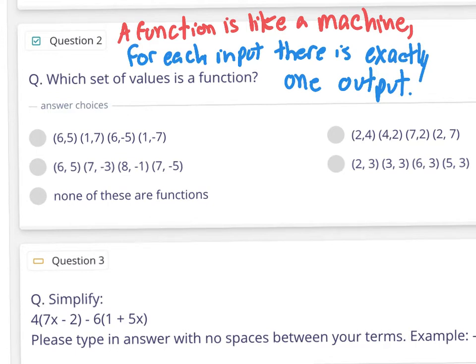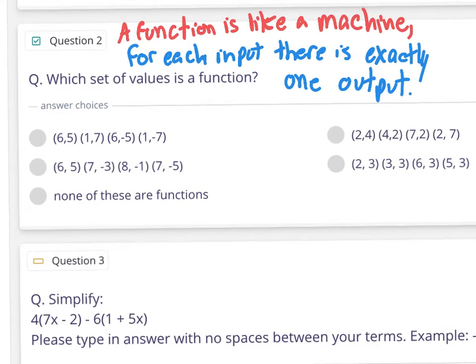That's like a function. But if you plug in some dough and you get out a tortilla, then you plug in some dough again and you get out a donut, that's the machine's broken. It's no longer a tortilla machine. You don't know what you're going to get out, right? So for each input, there's exactly one output. And we also need to remember that the inputs are the x values, that are the domain values.